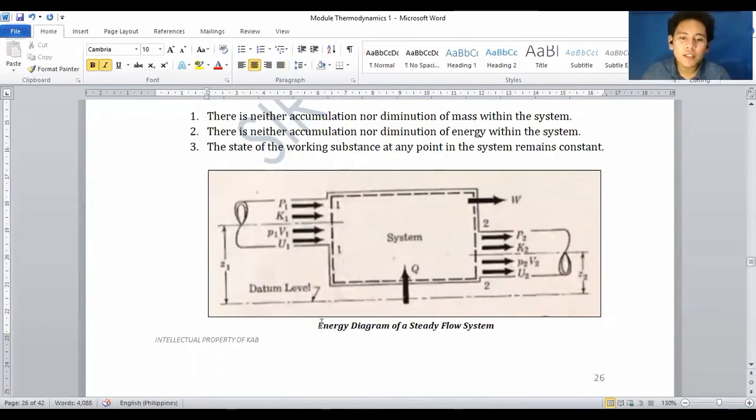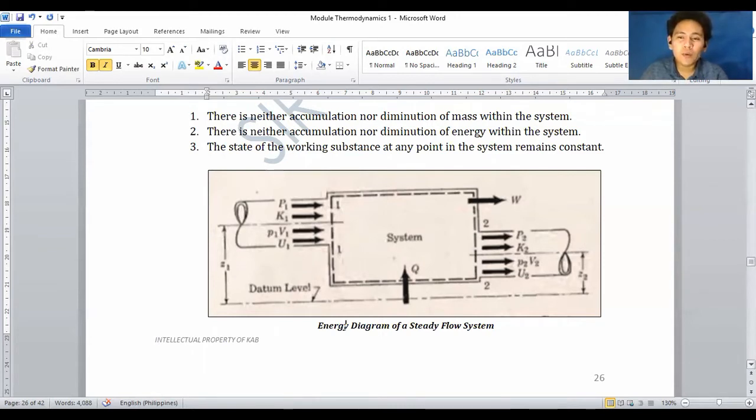Now, let's go to this diagram, the energy diagram of a steady flow system. By applying the law of conservation of energy, your energy entering is equal to your energy leaving. That means whatever energy, potential energy, kinetic energy, internal energy, and work, that enters the system should also leave. Your heat added is also equal to your heat rejected. Therefore, there is a conservation of energy within the system.